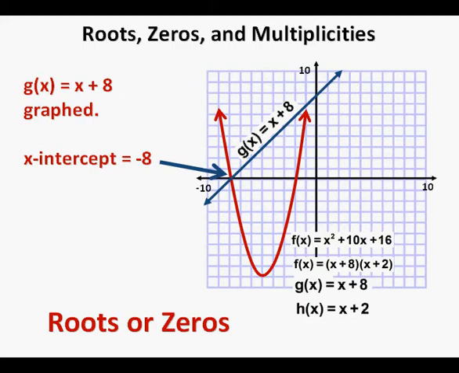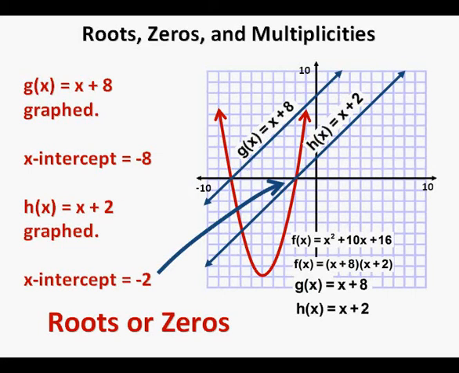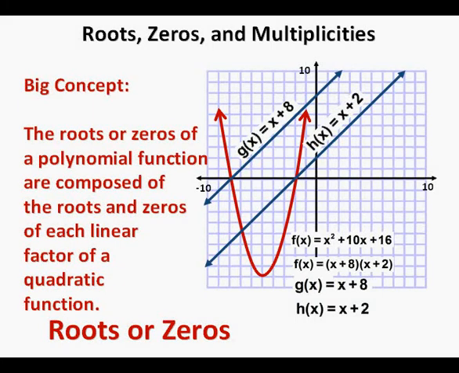Now we'll graph the other function, h of x equals x plus 2, that is also a linear factor of our original quadratic function. And this function has an x-intercept of negative 2, just like the other root of our original quadratic function. Here's a big concept of this presentation and one that's vital for where we're going later on. The roots or zeros of a polynomial function are composed of the individual roots and zeros of each linear factor of a quadratic function.